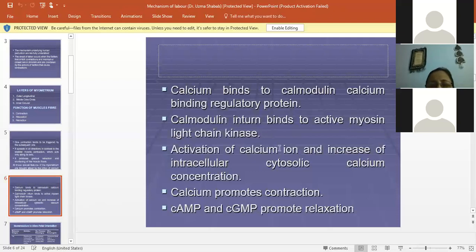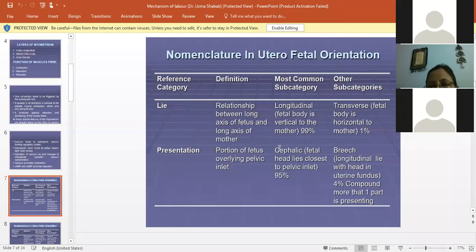Now there are certain definitions which you all must have knowledge about. What is lie? Lie is the relationship between the long axis of the fetus and the long axis of the mother. This lie can be longitudinal, which is present in 99% of cases, but it can be a transverse lie as well.